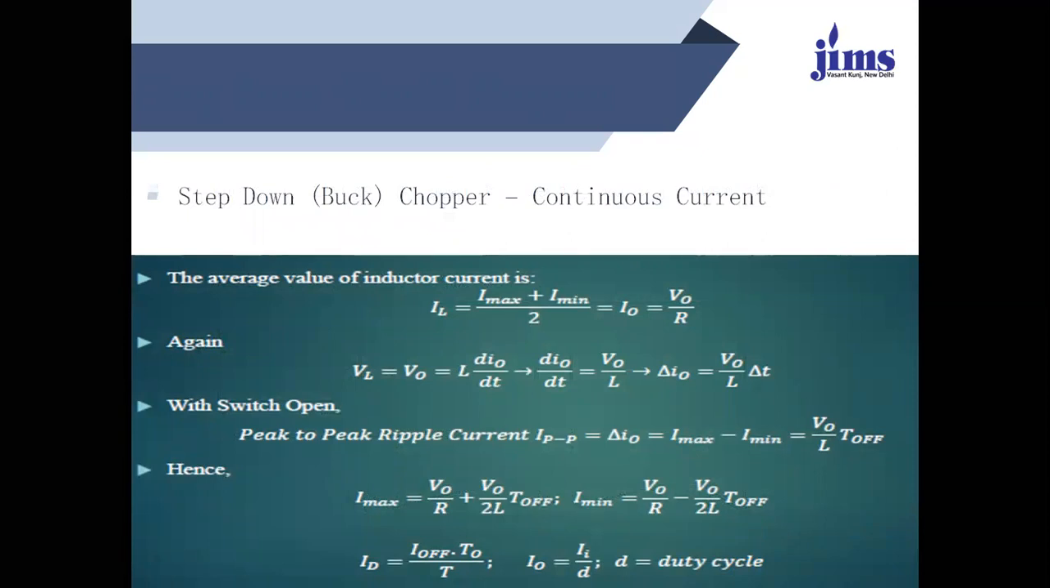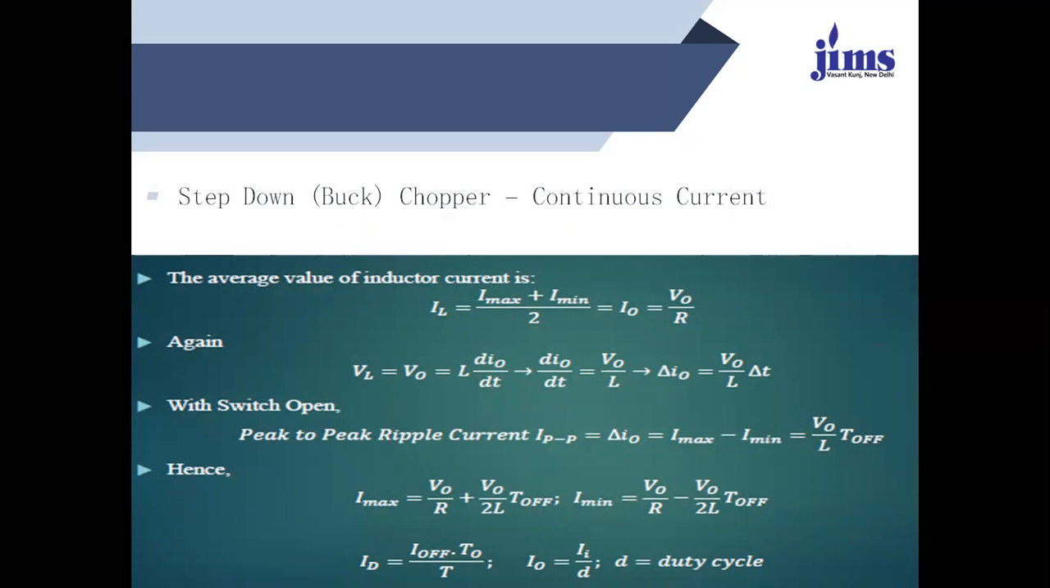We find that the average value of the inductor current is I_L equal to (I max plus I min) upon 2, meaning the average of the maximum and minimum. So I output equals V output upon R. Again we can say that V_L equals L times dI_0 upon dt, or dI_0 by dt equals V_0 upon L. So the change in current ΔI_0 equals V_L upon L times ΔT.